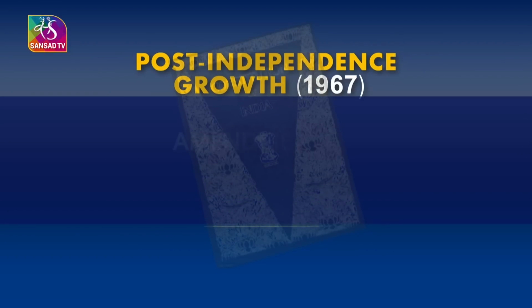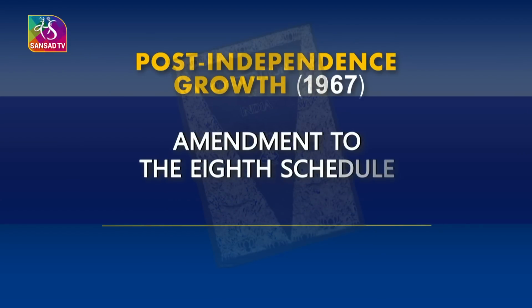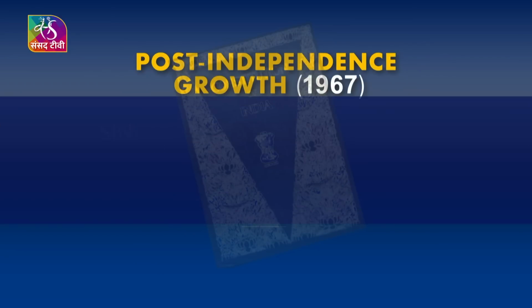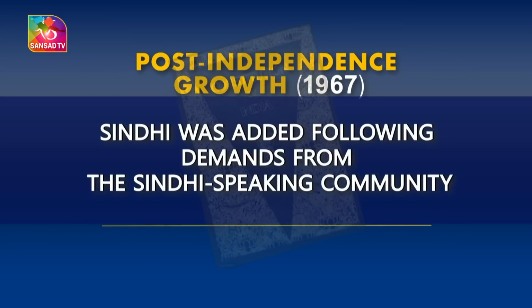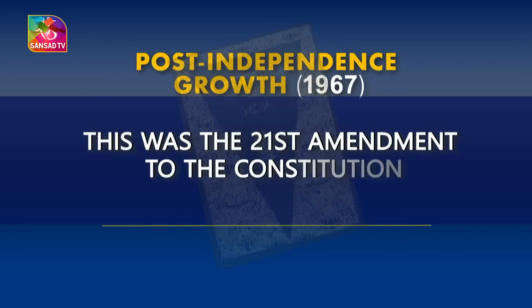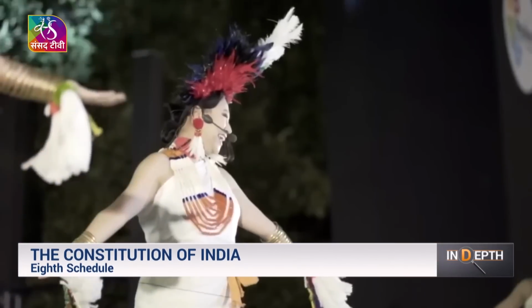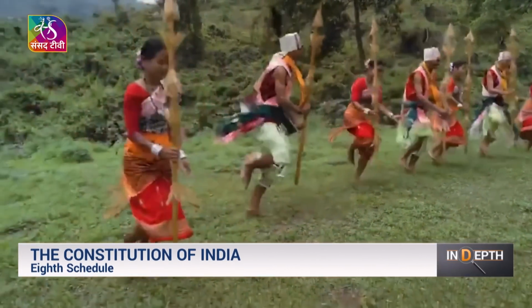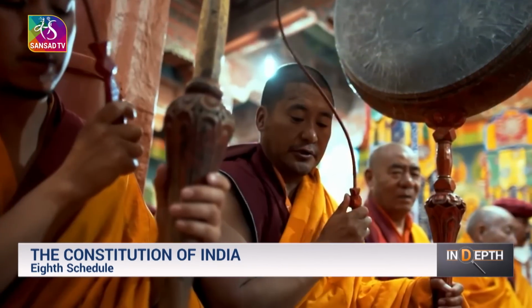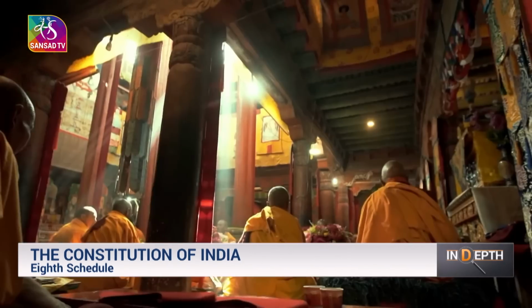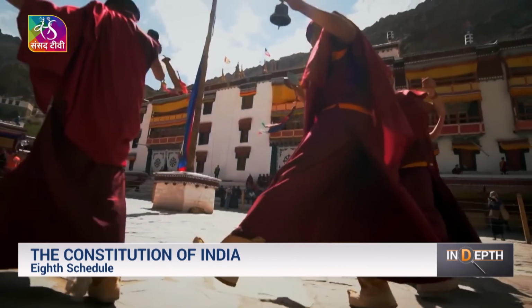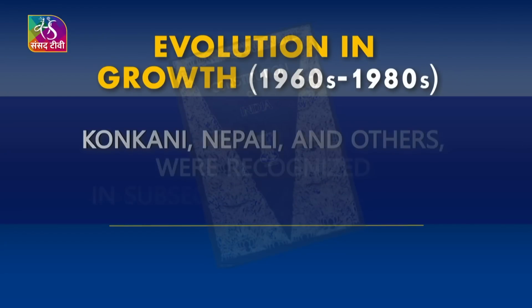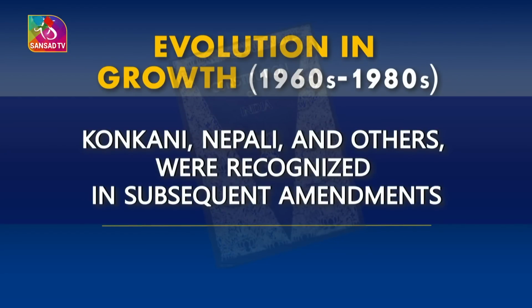Post-independence growth, 1967. The first significant amendment to the 8th schedule came in 1967 when Sindhi was added following demands from the Sindhi-speaking community. This was the 21st amendment to the Constitution. 1960s and 1980s. Over the years, the inclusion of new languages in the 8th schedule became a point of political and cultural debate. Many languages, including Konkani, Nepali, and others, were recognized in subsequent amendments.